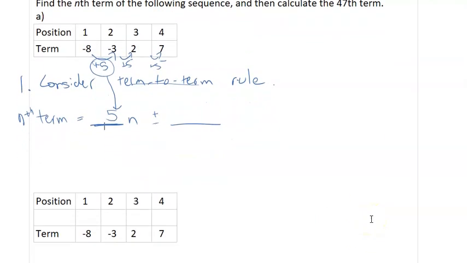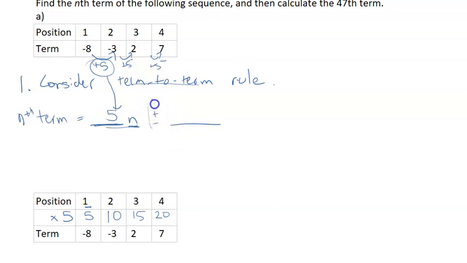I've added an extra row in this table. What you're going to do is take the position, which is n, and multiply it by 5, because that term-to-term rule is there. So 1 times 5 is 5, 2 times 5, 3 times 5, 4 times 5. That's the first little step in the working out process.